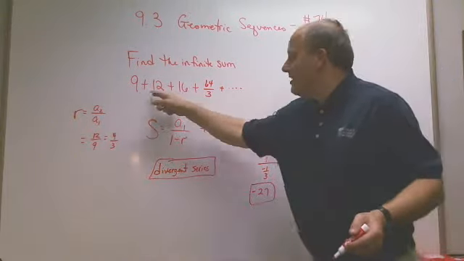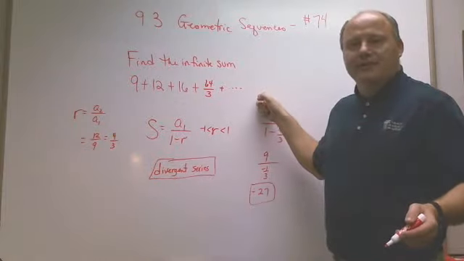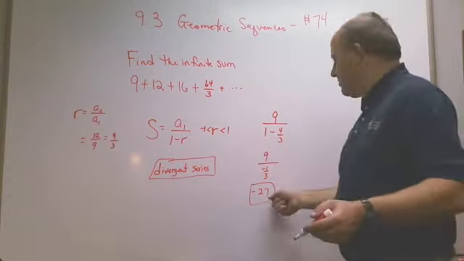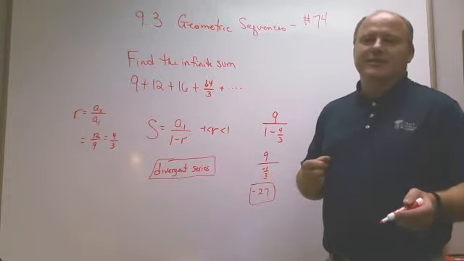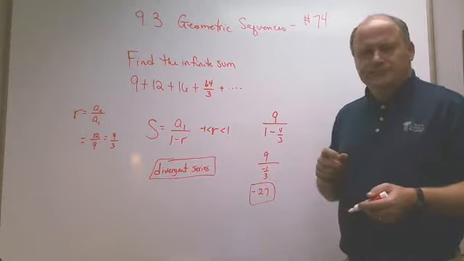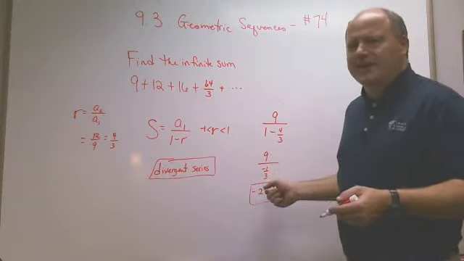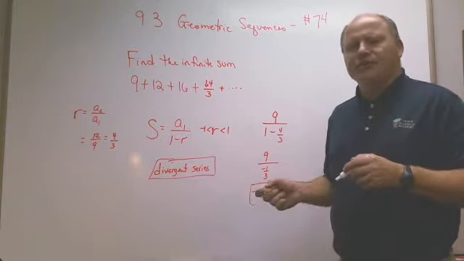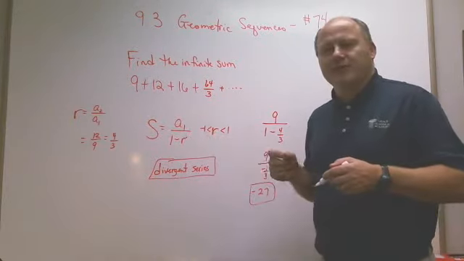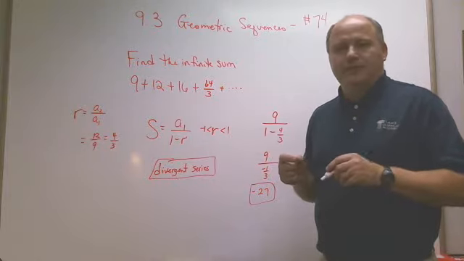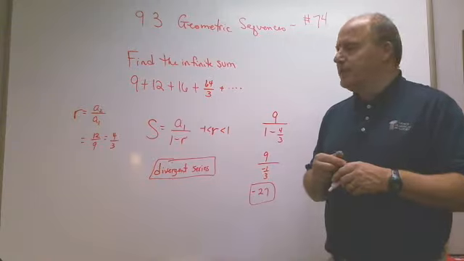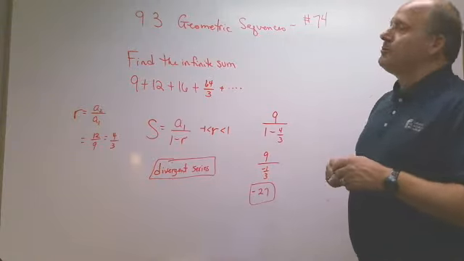-27 is the sum when you add these numbers up, and the numbers are getting bigger every time. There's not even one negative number in the list. So how can the sum be -27? It doesn't even make sense. So make sure when you get an answer that doesn't make sense, go back and look at your R and see if the R is between -1 and +1. If it's not, that's your problem. If it is, then you probably made a mistake along the way. But anyway, this is 9.3, number 74.